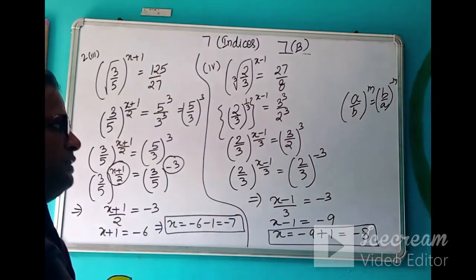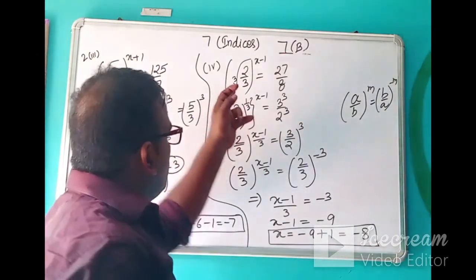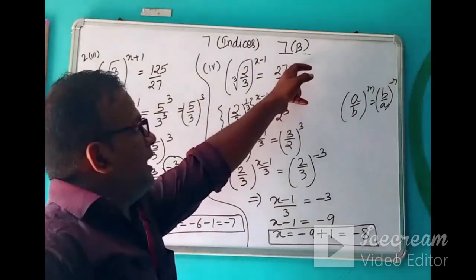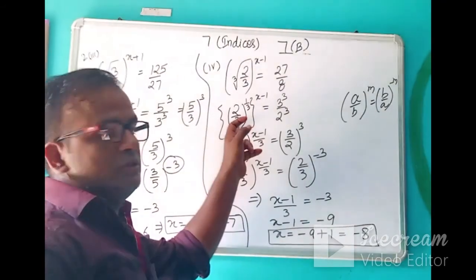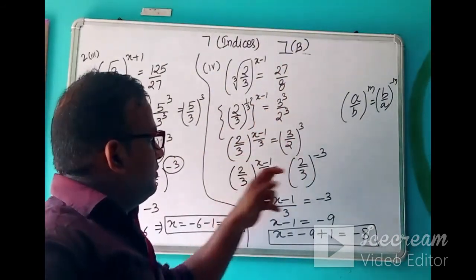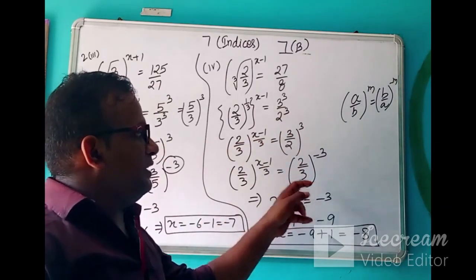So what are the things that we have done in these types of questions? First we have removed the root sign. Then we have converted this right hand side into the same base as it was there, into its prime factors. Then we take the reciprocal so that these two bases become exactly same.